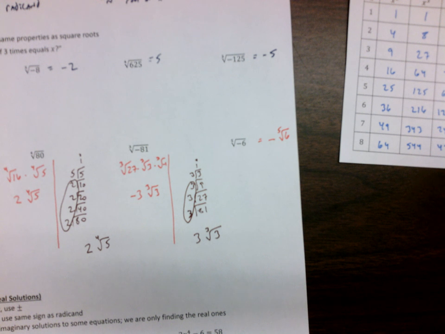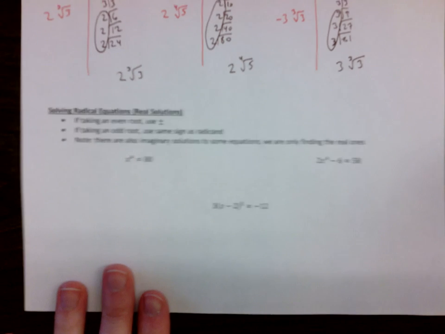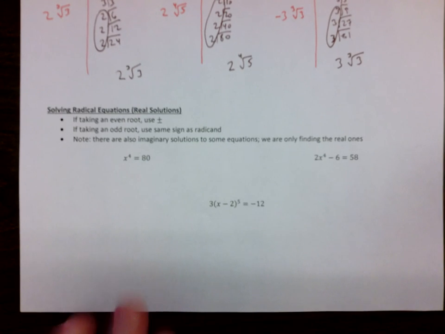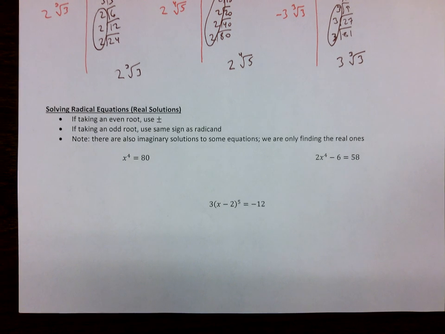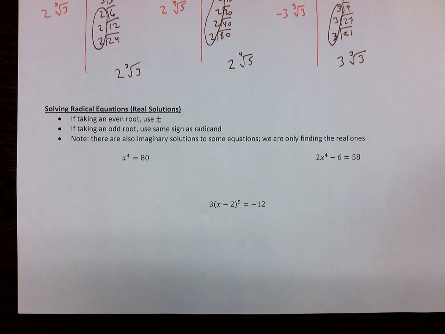All right, excellent. So one more thing to talk about is solving radical equations. Specifically, we are talking about real solutions here, okay? So we are not dealing with any kind of imaginary or special solutions like that. We're just looking at the ones that are going to be real, okay? If you're taking an even root, you're going to use plus or minus. If you're taking an odd root, you're going to use the same sign as the radicand, all right?